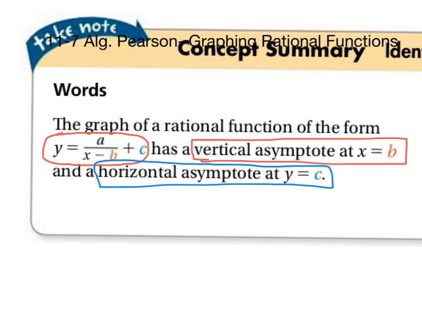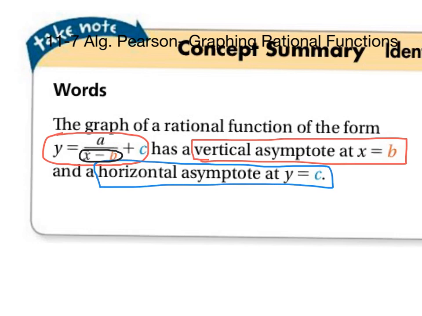So again, like we talked about previously, the vertical asymptote, instead of necessarily memorizing this, if you don't want to do that, you could say the vertical asymptote is what would make your denominator equal to 0. We can't divide by 0, so whatever makes that denominator 0, that would be a vertical asymptote.